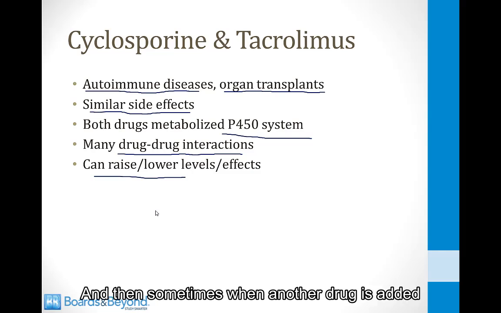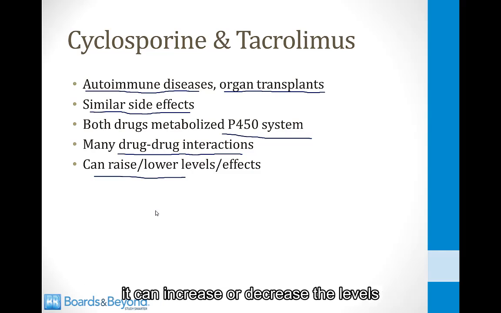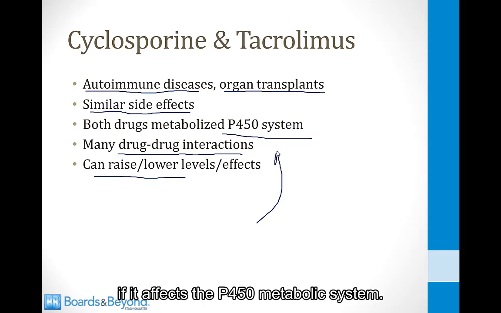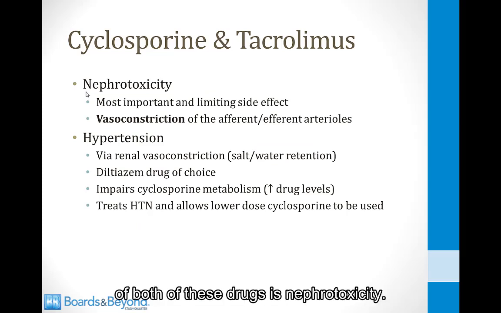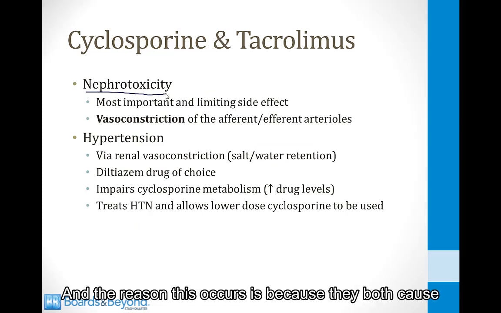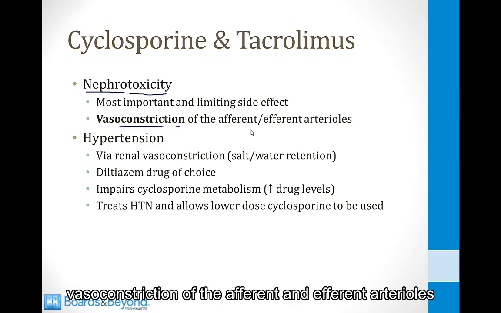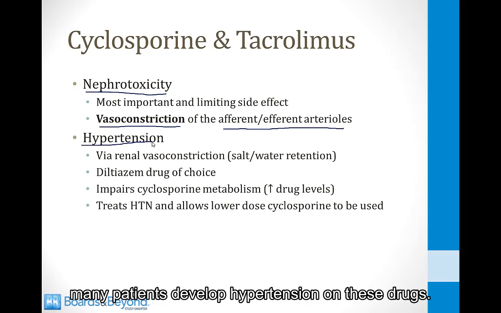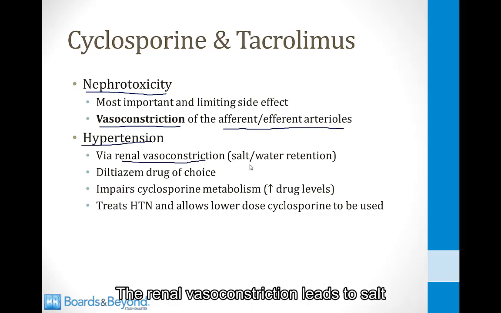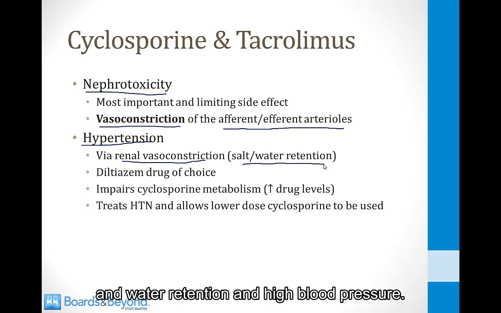And then sometimes when another drug is added, it can increase or decrease the levels if it affects the P450 metabolic system. The most important and limiting side effect of both of these drugs is nephrotoxicity, and the reason this occurs is because they both cause vasoconstriction of the afferent and efferent arterioles and a decreased renal perfusion. As a result of the decreased renal perfusion, many patients develop hypertension on these drugs. The renal vasoconstriction leads to salt and water retention and high blood pressure.